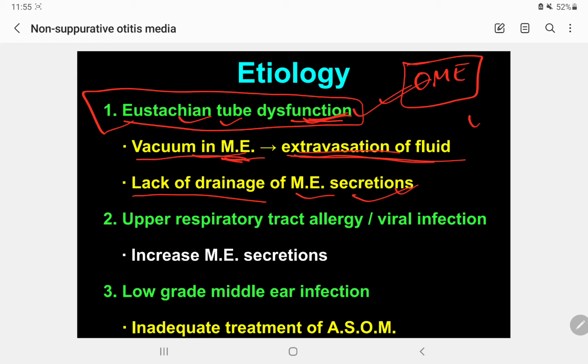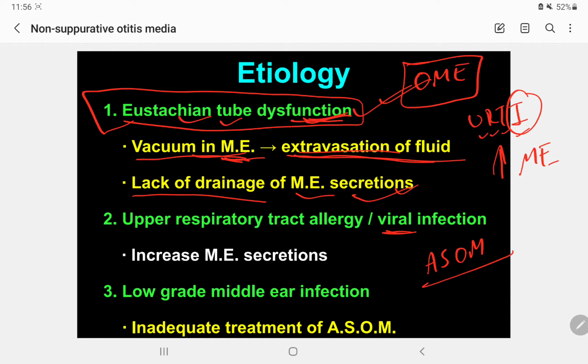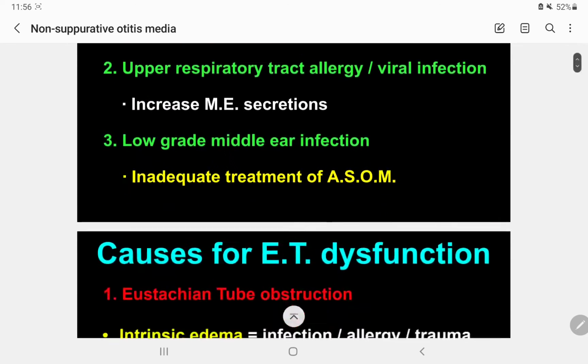And the other one is URTI, allergy or infection, upper respiratory tract infection or allergy. Infection means due to viral causes. So what will happen? It will increase the middle ear secretions, right? And another is untreated or inadequately treated acute suppurative otitis media, ASOM, right? So these are the etiologies of otitis media with effusion.